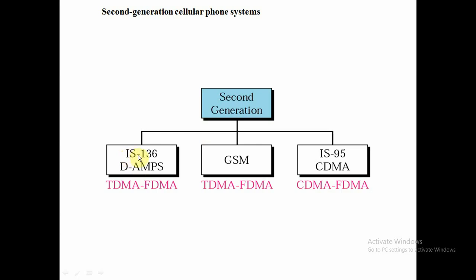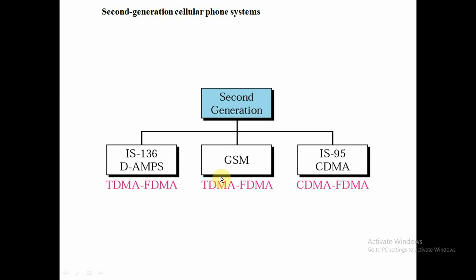The D-AMPS uses the same bands and channels as AMPS. After transmission, each voice channel is digitized using a very complex PCM and compression technique. The voice channel is digitized to 7.95 kbps. Three 7.95 kbps digital voice channels are combined using TDMA. The result is 48.6 kbps.